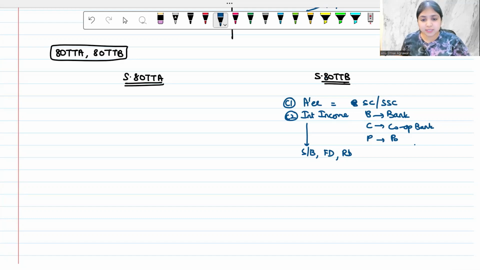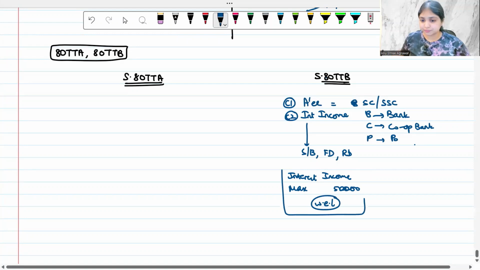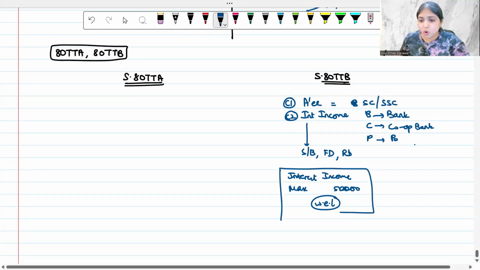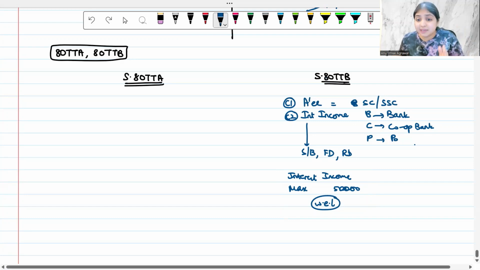So 2 conditions. If both these conditions are fulfilled, we'll see how much interest income the assessee has earned. This is subject to a maximum deduction of 50,000. So whichever is lesser, this is your 80 TTB deduction. That's all, as simple as this. So under section 80 TTB, condition number 1, assessee has to be a senior citizen or a super senior citizen. Condition number 2, assessee must have earned interest income. Interest income should have been earned by the assessee either from a bank or from a cooperative bank or from a post office. It can be any kind of interest income.